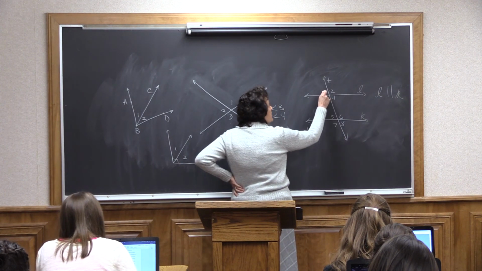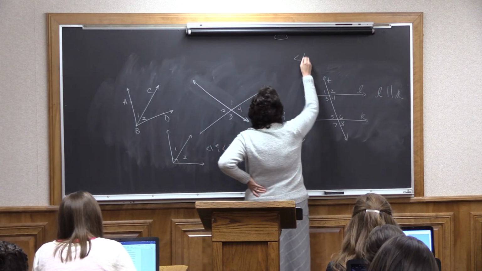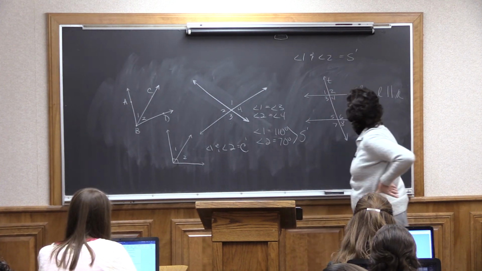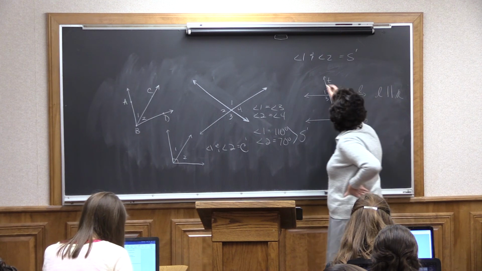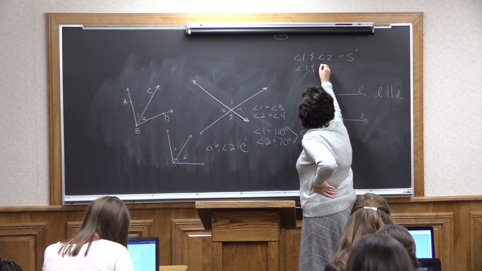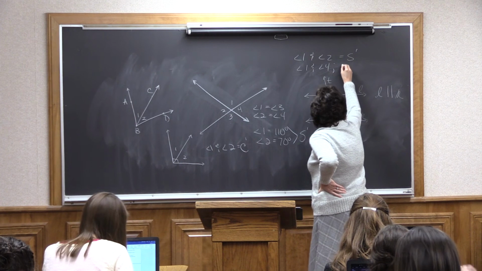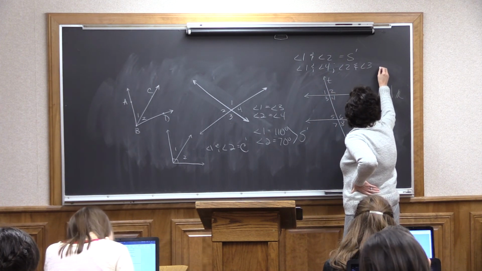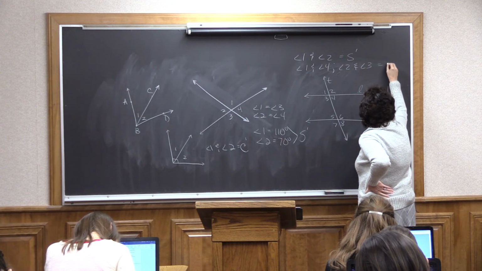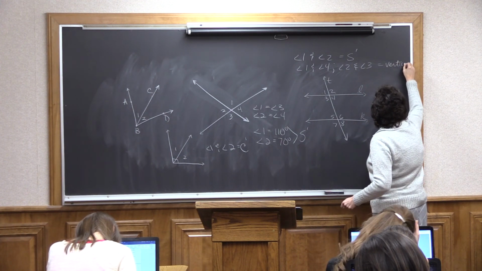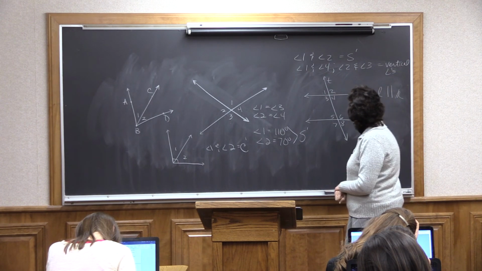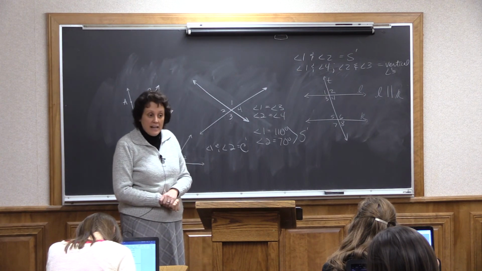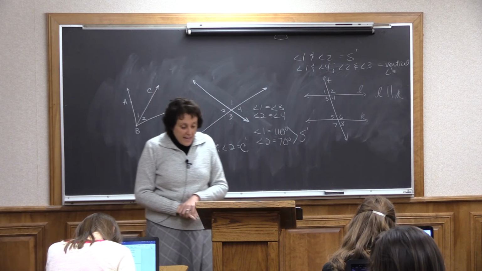On this figure here, there's even more relationships. There's still the supplementary relationship. Angle 1 and angle 2 are supplementary, aren't they? And angle 1 and angle 4, as well as angle 2 and angle 3, they are pairs of vertical angles and therefore equal. So we still have those relationships, but because we now have a parallel line, we have the last thing that we mentioned.